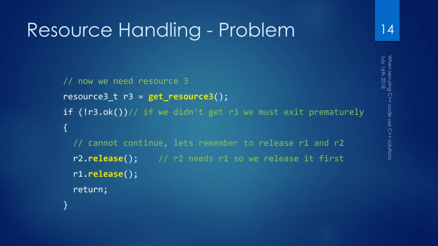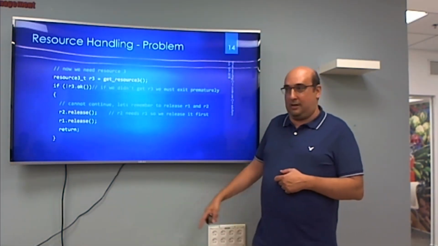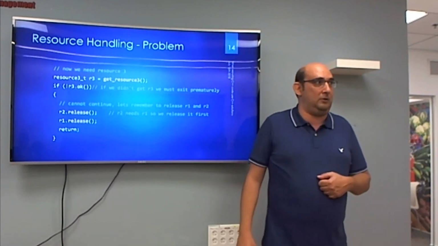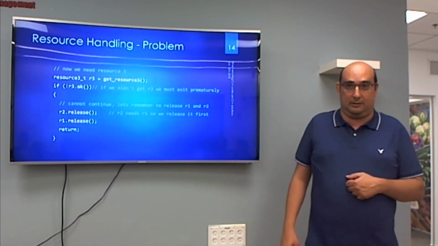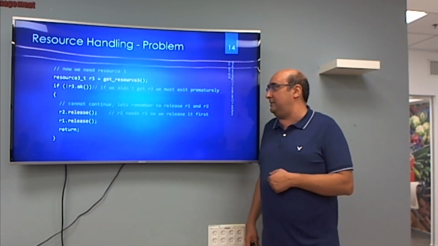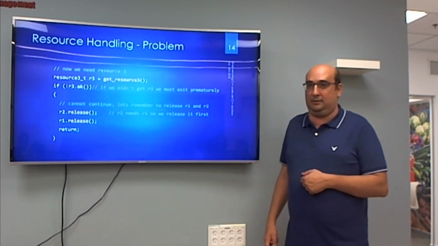And we continue the function, and now we need yet another resource, resource 3. And we didn't get it. If we didn't get it, we cannot continue. So we have to release our resources. And of course, we have to do that in the reverse order, otherwise we are risking deadlocks. So we have to do the release in reverse order, and then we can return.